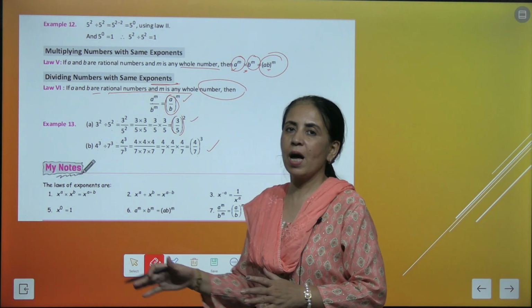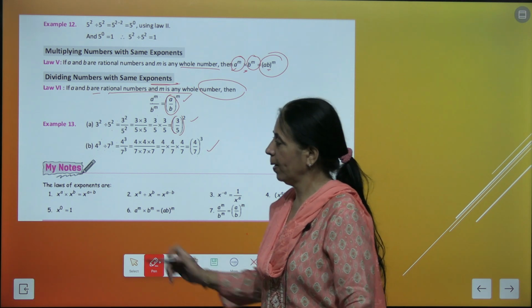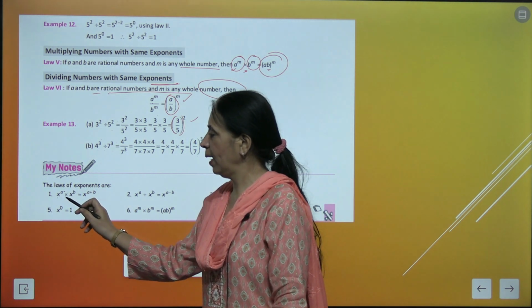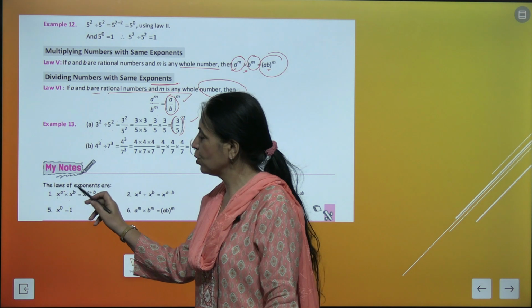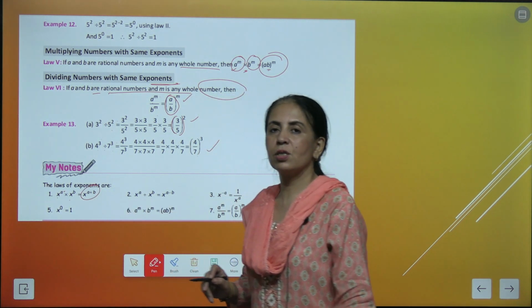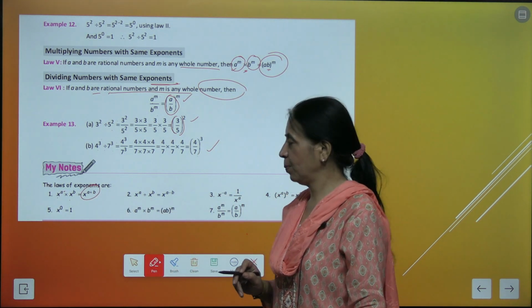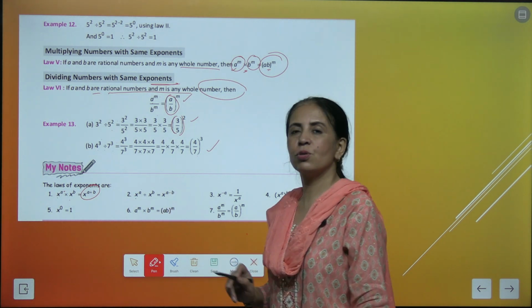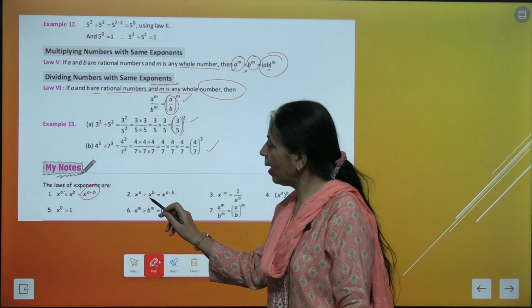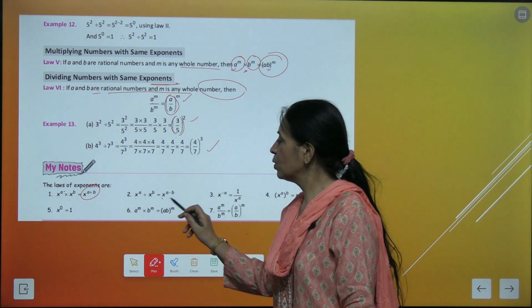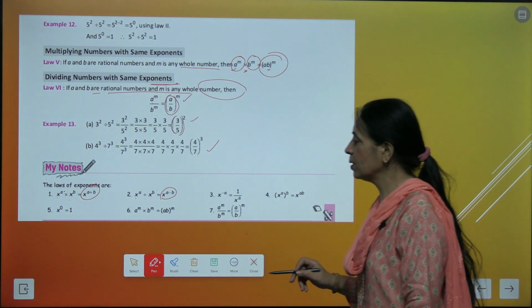तो अभी हम वो सारे लॉज रिवाइज करेंगे जो हमने अभी पढ़े हैं. x raised to the power a multiplied by x raised to the power b gives you x raised to the power a plus b. And similarly x raised to the power a divided by x raised to the power b gives you x raised to the power a minus b.